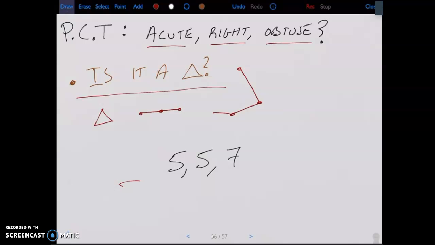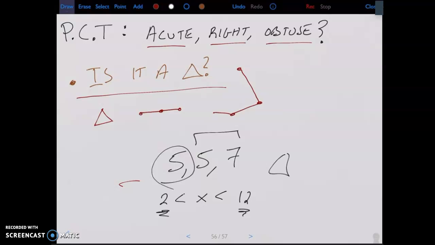So you can pick any two sides you want. I'm going to pick the 5 and the 7 this time. I'm going to add them together and subtract them. 5 plus 7 is 12. 5 minus 7 is negative 2, or it would be 7 minus 5, which is 2. Is my third side between 2 and 12? Yes, it is. So this is a triangle.